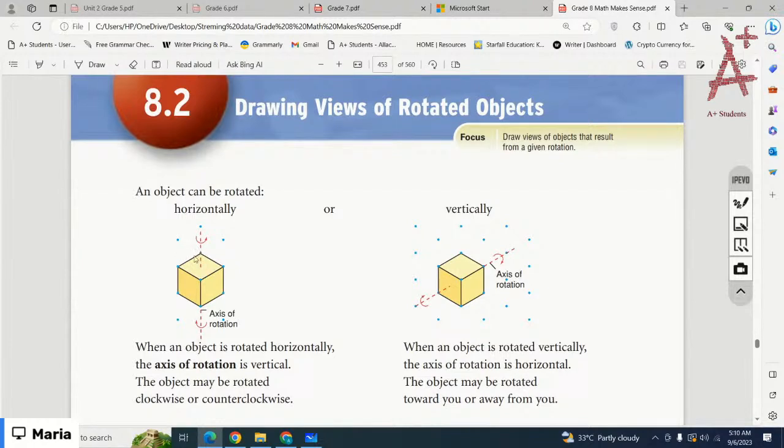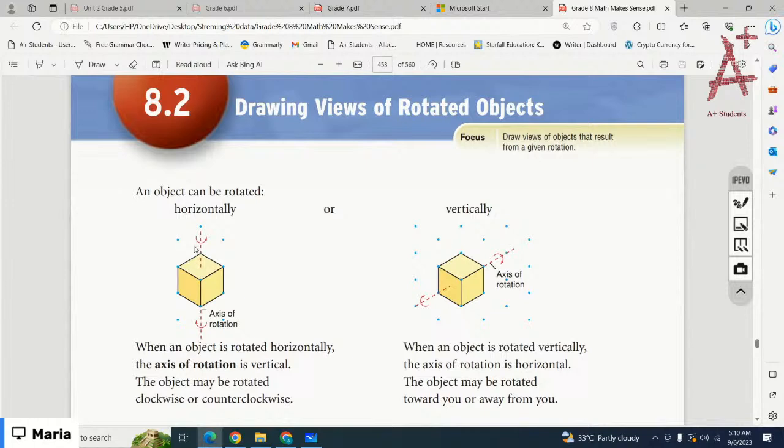Horizontal rotation is when an object is rotated horizontally, the axis of rotation is vertical. The object may be rotated clockwise and counterclockwise. So if you are rotating an object clockwise, in a clock direction, or opposite to clock direction, that means you are moving the object horizontally.